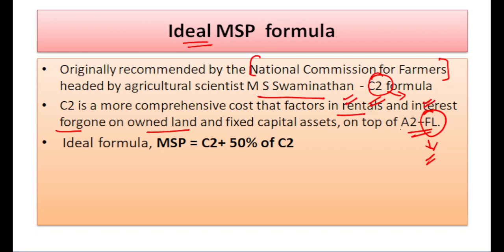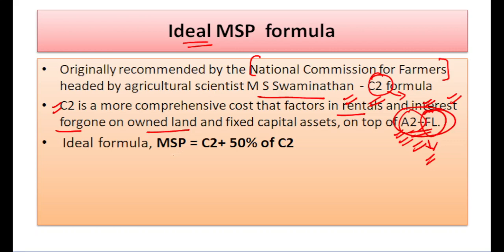For example, here if you borrow capital in the A2 formula, it would be considered as input cost. But if you are putting in your own capital, if you would have lent it to someone else, you would have got interest on that. Here that interest is also considered. And if you would have leased your land to someone else instead of you directly cultivating it, you would have got some lease amount on that. Even that is considered under the C2 formula. So the C2 formula includes more aspects than the current A2 plus FL formula.